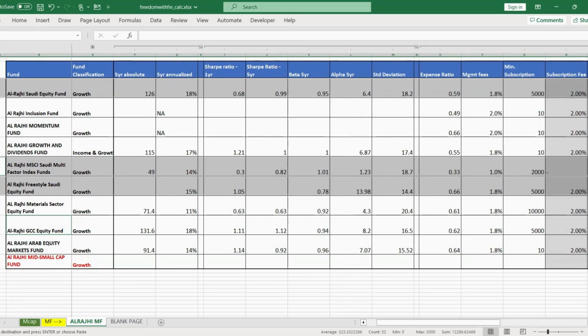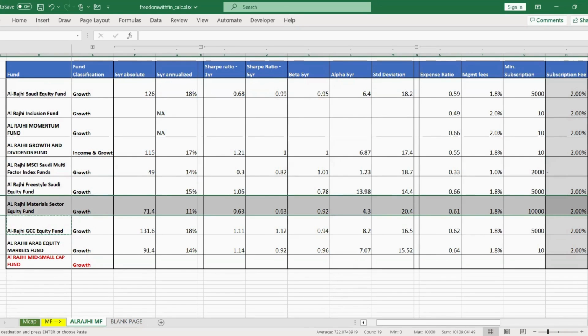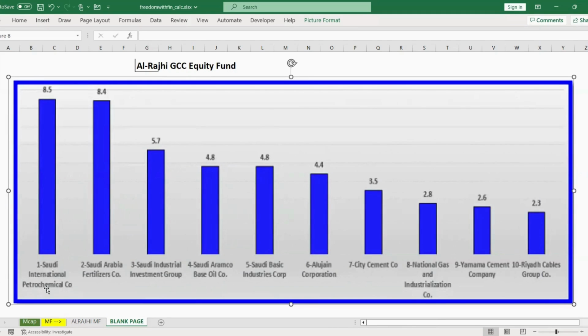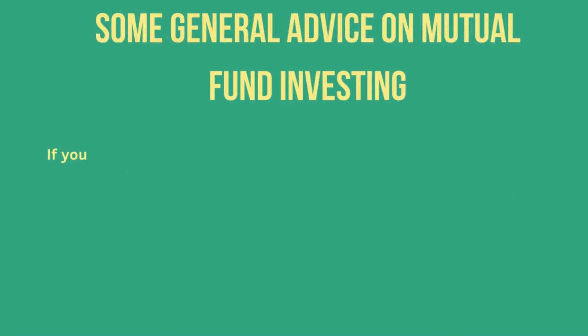So if you really want to have GCC exposure, you should consider one of these, or I really like the ones from SAB and the SNB as well, big funds. Again, if you have knowledge about a sector, you should not compare it to others. If you have strong momentum and a strong gut feeling about the materials sector, if you look at the materials sector, it has the Saudi Petrochemical, Saudi Arabia Fertilizers, Saudi Industrial Investment Group, the Aramco, SABIC, the City Cement, the National Gas, the Yamama Cement, Riyadh Cable. So it's a mix of materials and industrials, right?